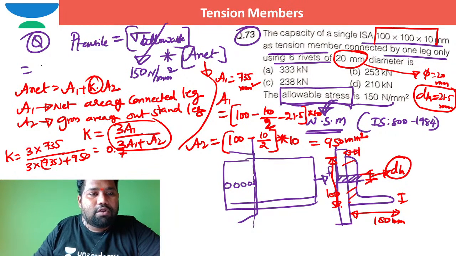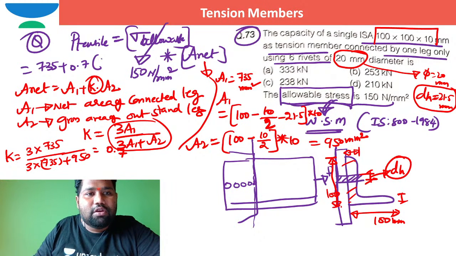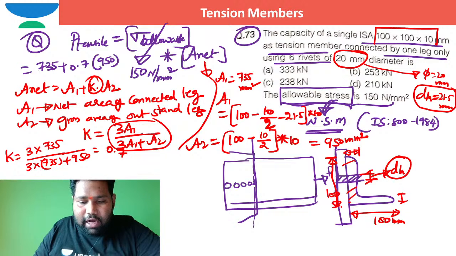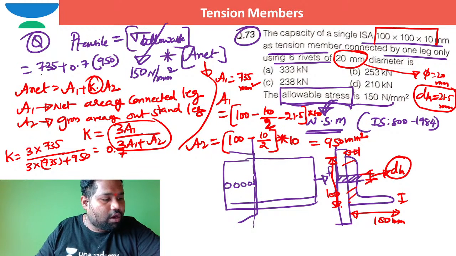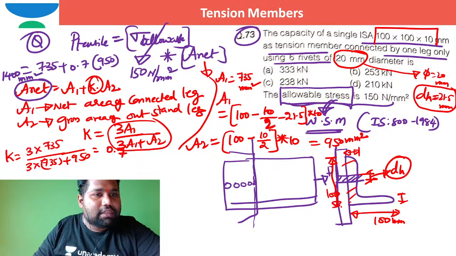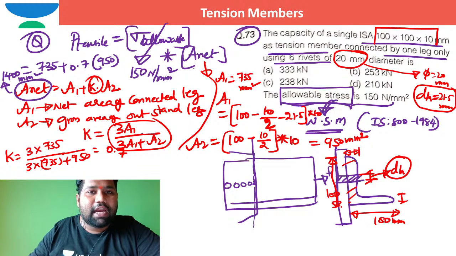Net area is equal to A1. A1 is 735, plus K. K is 0.7, right? And A2, the value of A2 that you got, is 950. Will you accept this? When you do this, definitely you are going to get the answer for net area. A net is equal to 1400 millimeter square. So shall I substitute this net area directly as 1400 millimeter square? Yes, I should just substitute.